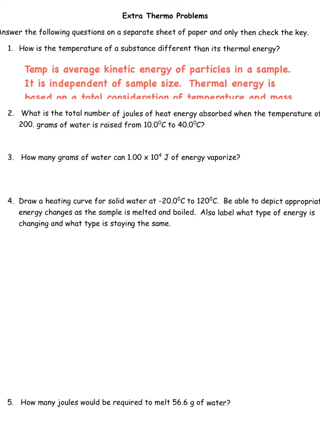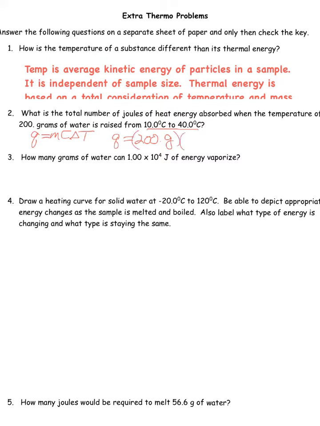Now when we look at the next problem, it's important to realize what equation we have to use. Here we want to notice that we are increasing the temperature from 10 degrees Celsius to 40 degrees Celsius. This is a temperature change problem. Whenever we have that, we're going to use Q equals mc delta T, where our Q is the heat, that's what we're looking for. Mass, in this case, is 200 grams.